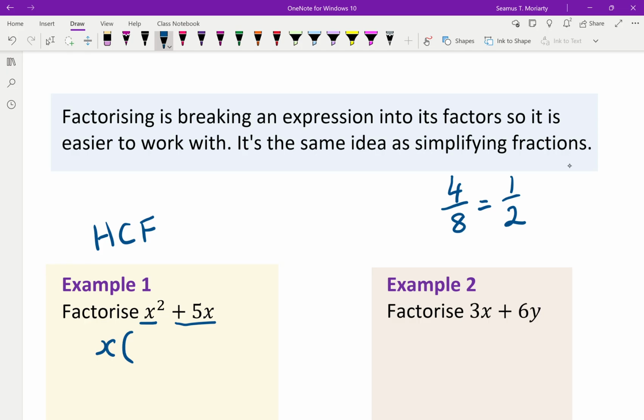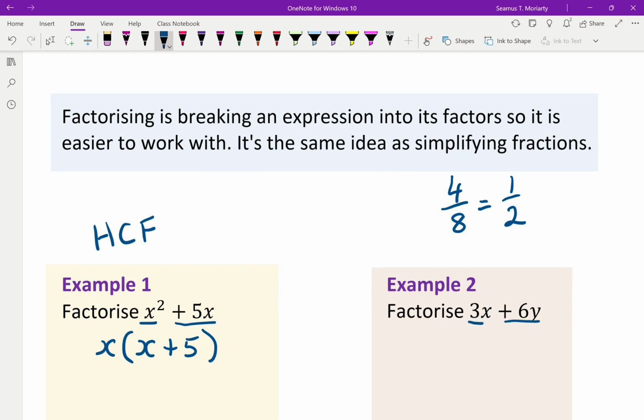What do I have to multiply x by to turn it into x squared? Well, x multiplied by x is x squared. What do I have to multiply x by to turn it into plus 5x? Well, I need to multiply it by plus 5. Now it's been factorised.